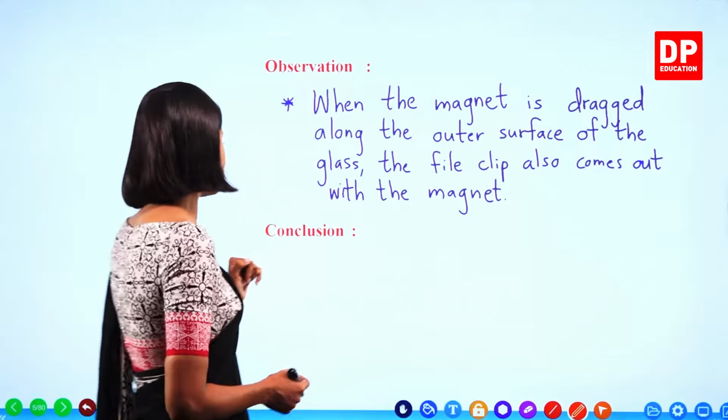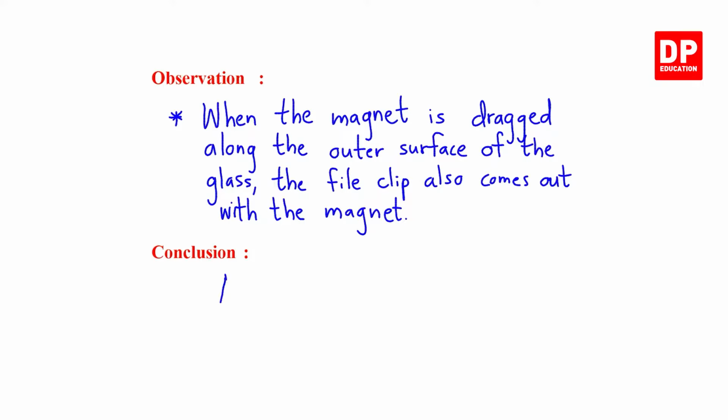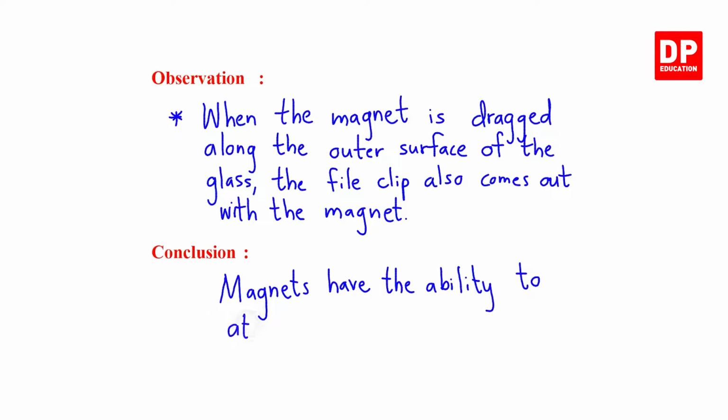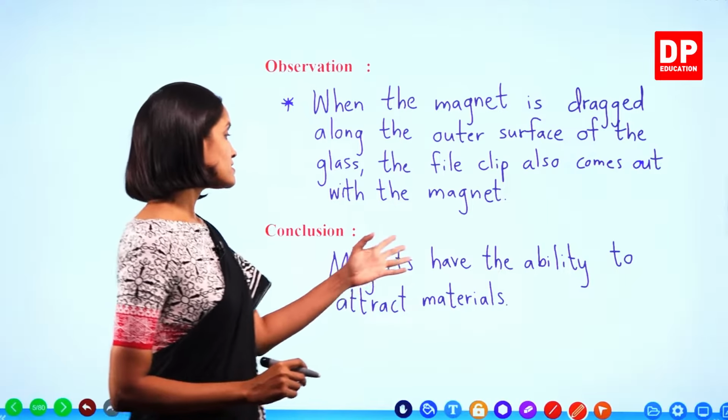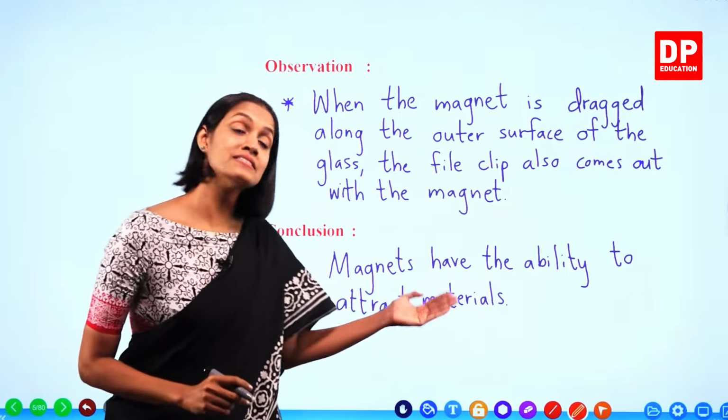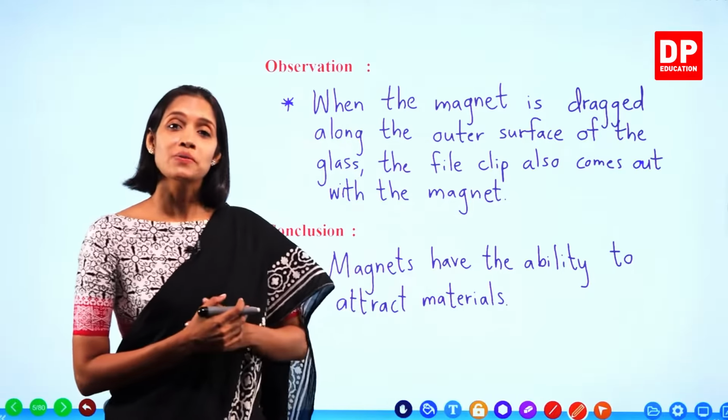Okay, let's write. Conclusion: magnets have the ability to attract materials. Magnets have the ability to attract materials. This is the special ability of magnets.